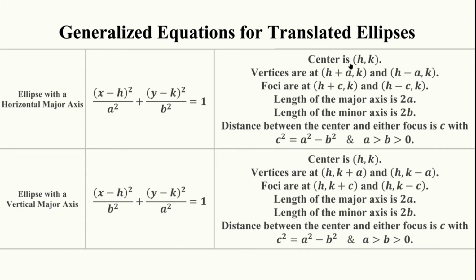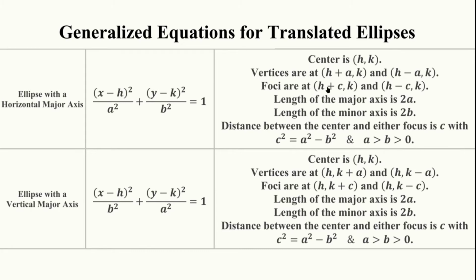The vertices, well, they're going to get shifted, right? So instead of them being at a, 0 and negative a, 0, they're going to be at h plus a, k and h minus a, k. Basically, instead of stressing about trying to remember that, just remember that you're going to start at the center, wherever it is, and go a units to the right and a units to the left. That's the easiest way to think about it for these horizontal ellipses, of course.